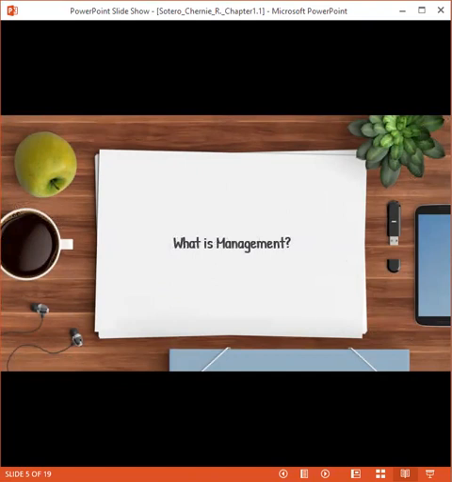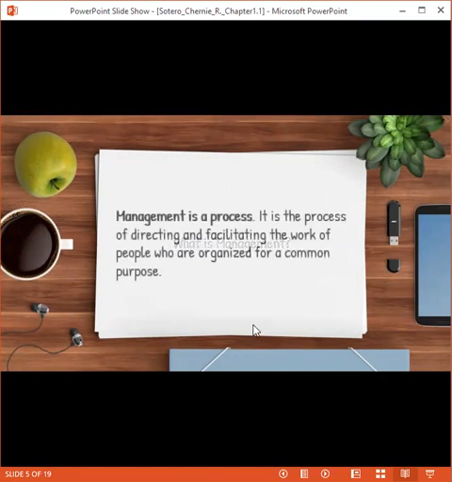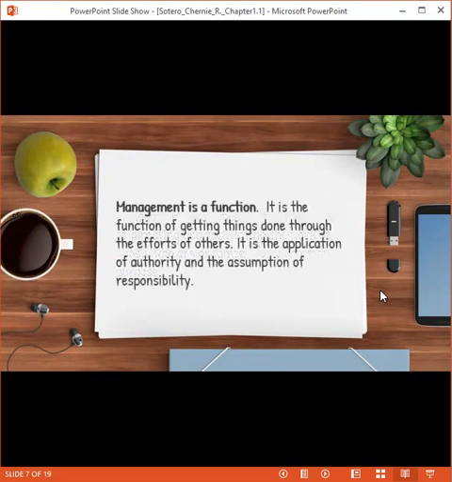So, what is management? So management is a process. It is a process of directing and facilitating the work of people who are organized for a common purpose. It is a process of combining the efforts and resources of individuals with a common interest to achieve a desired objective. So aside from being a process, management is also a function.